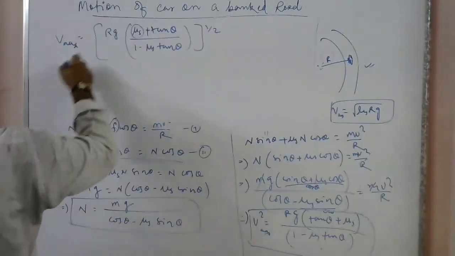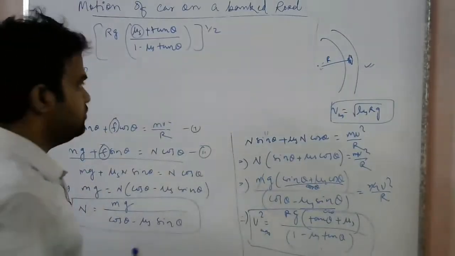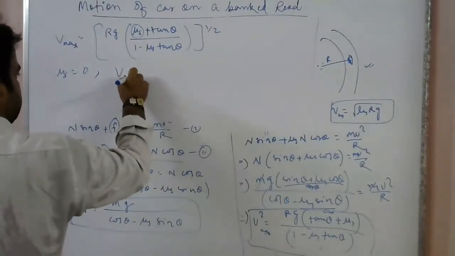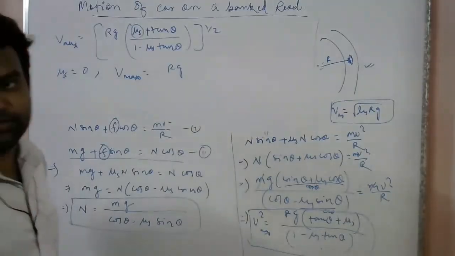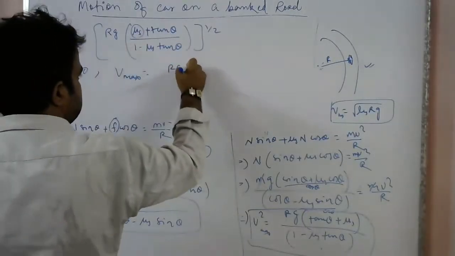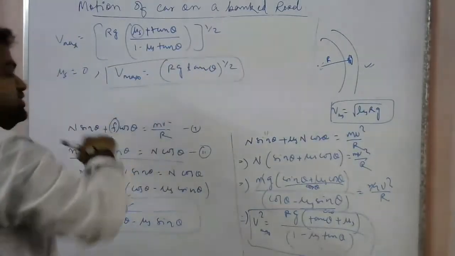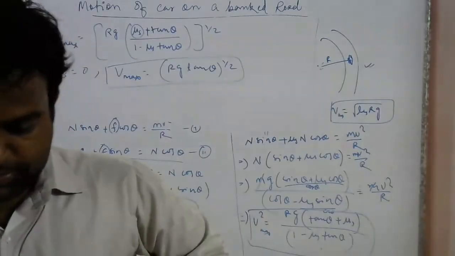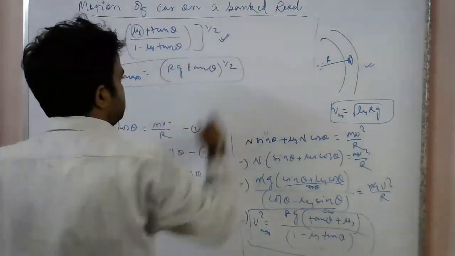So if your mu s, that is a frictionless surface, mu s is 0, imagine mu s is 0, then what velocity will you get, the V max? RG, ये 0 हो जाएगा, नीचे in the denominator 1, so denominator 1 means there is nothing in the denominator. I can write mu is 0, so (rg tan theta) to the power half. So this will be V max. If it is a frictionless surface, even then you can move with this much velocity. Okay, so this is the derivation for maximum velocity on a banked road.